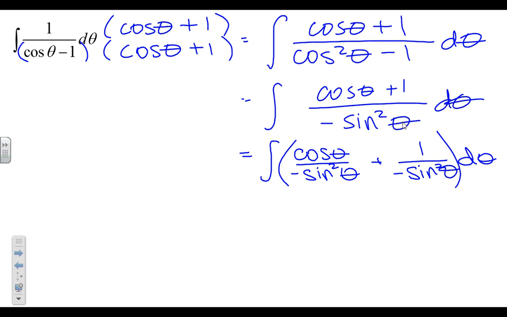You could do cotangent times 1 over sine, which is cosecant. Cosine over sine is cotangent. 1 over sine is cosecant. So we could rewrite that as negative cotangent cosecant. Or you can use u substitution. What is 1 over sine squared the same as? Cosecant squared.